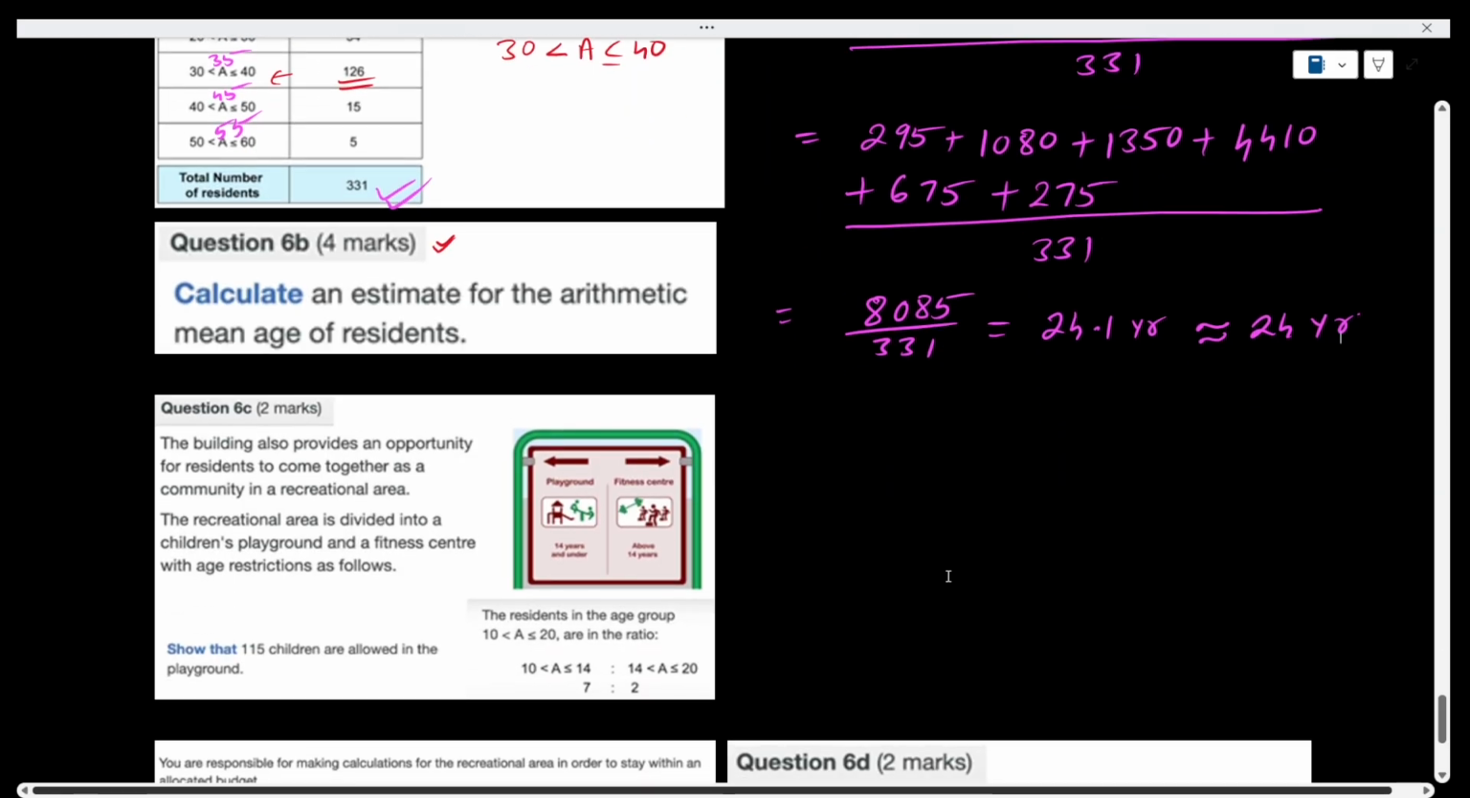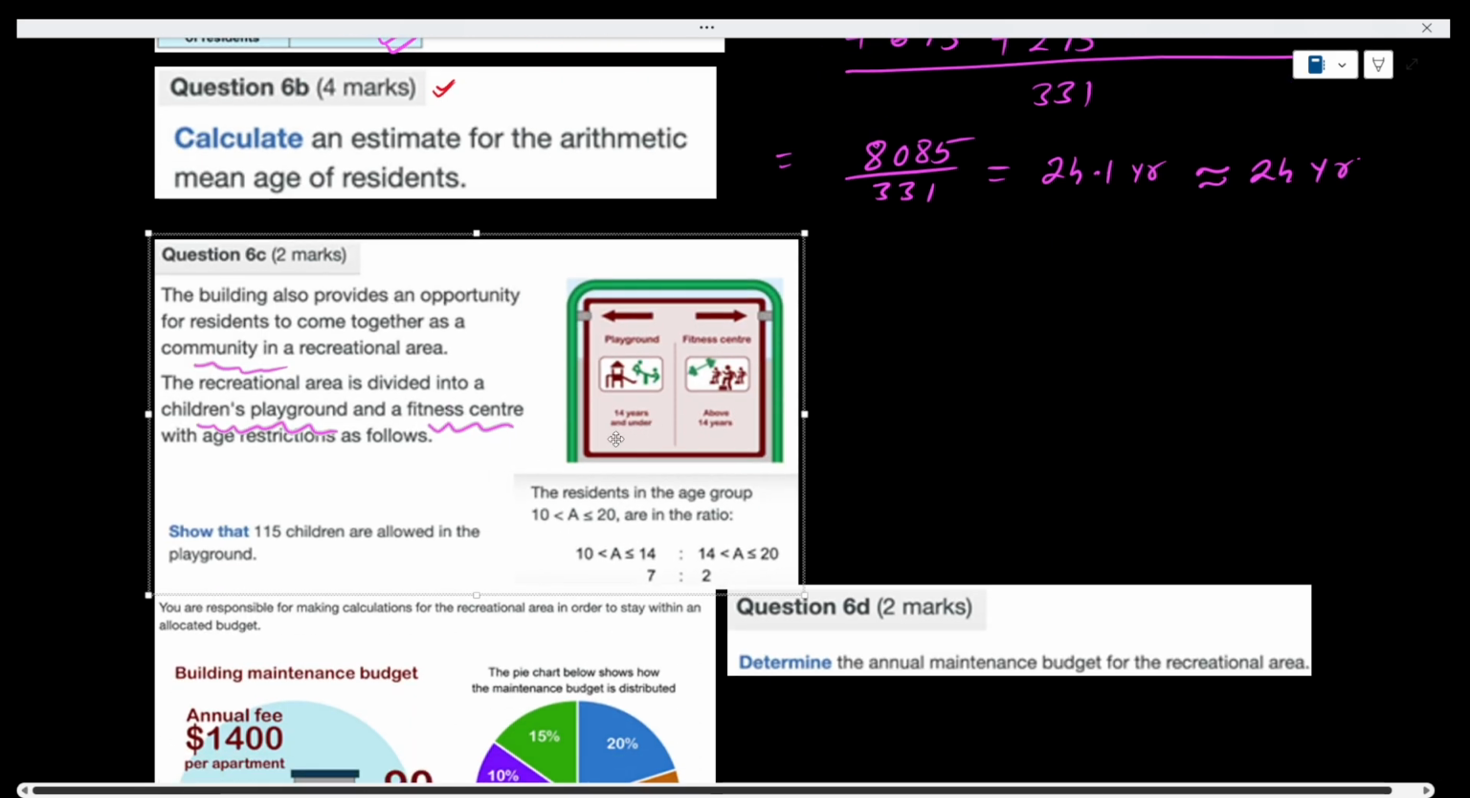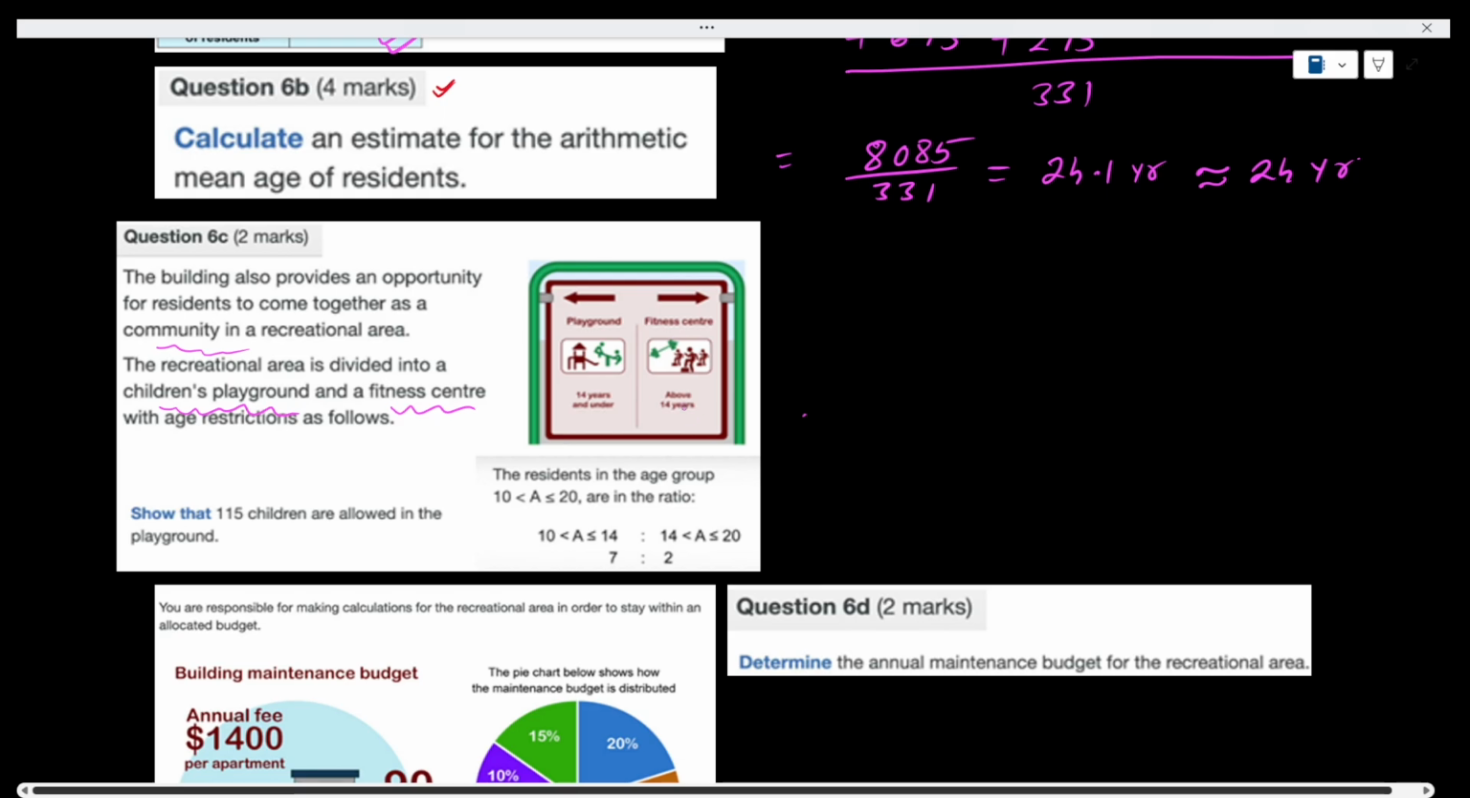Now after that, here 6C, what we need to calculate: it says that the building also provides an opportunity for the residents to come together as a community in a recreational area. So it's a play area, an entertainment area, divided into a children's playground and a fitness center. So there are two parts in this recreational area, right? The playground is for under 14, whereas the fitness center is above 14 years, right?